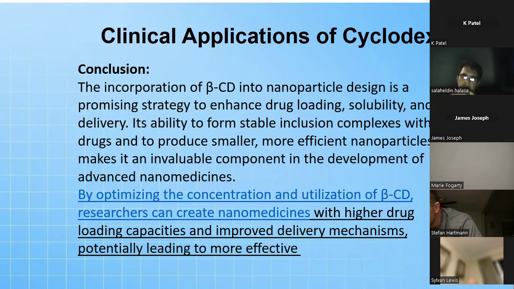That's true. I understand that the delivery will be more to the cancer cell, but how will the cyclodextrin increase the effectiveness of the chemo in the cancer cells? As you're talking about the dynamic. Yes, yes.